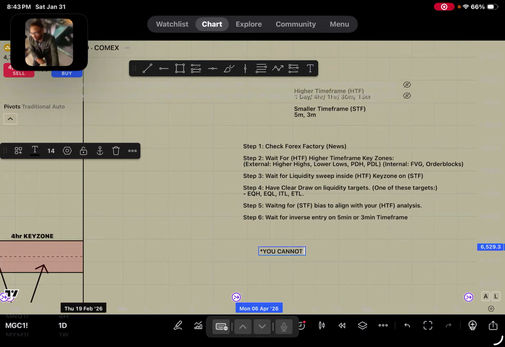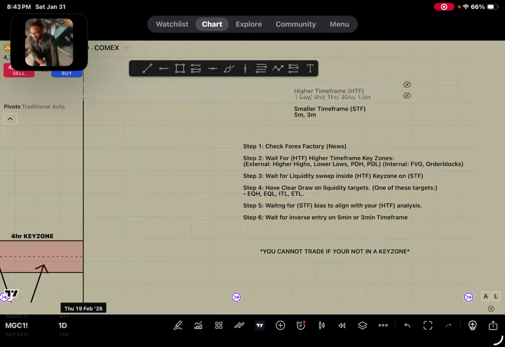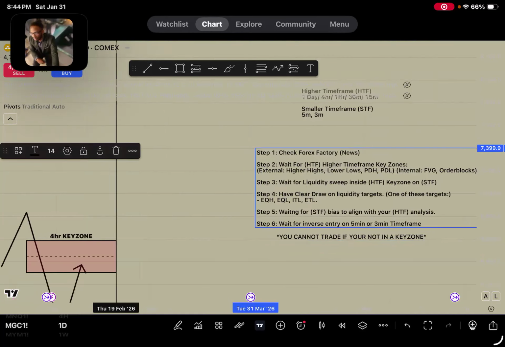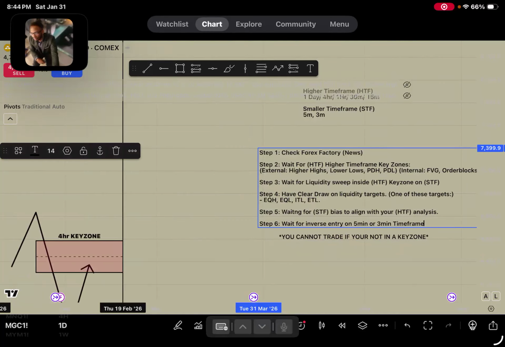You cannot trade if you're not in a key zone. Y'all with me? Yeah, definitely with you. I hear you. I'm locked and loaded.